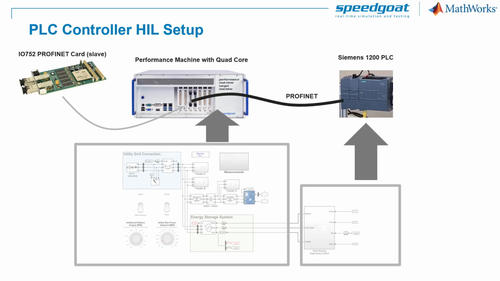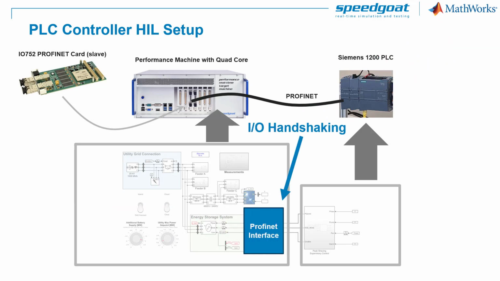Now we're ready for the next step, setting up the PLC controller HIL. First, we need to set up the I/O handshake interface between the controller and the plant model. As we mentioned at the beginning, the I/O handshake interface between the PLC controller and the target machine is Profinet. So we need to set up this interface.